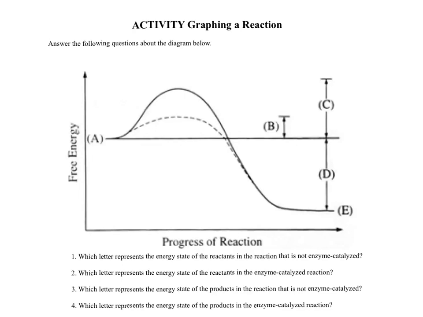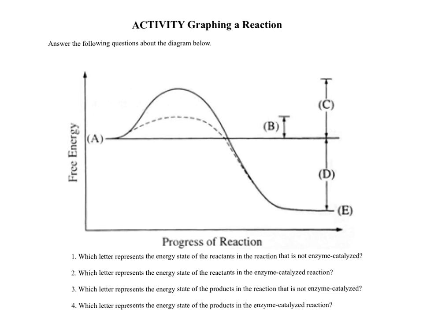In this video, I'm going to go over the activity on graphing a reaction rate. Let's get started. You're given a graph showing the change in free energy throughout the progress of a reaction. And what you're asked to do is to identify the letters that represent particular processes that are going on.